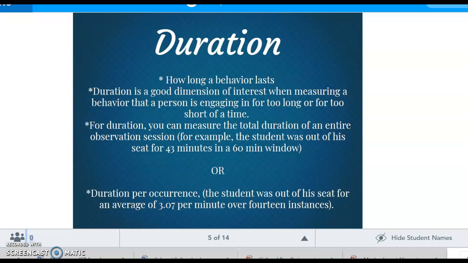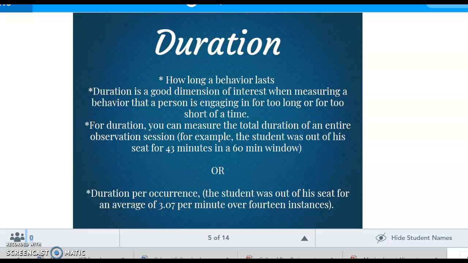The next dimension of behavior is duration. This is how long a behavior lasts. Duration is a good dimension of interest when measuring a behavior that a person is engaging in for too long or for too short of a period of time.